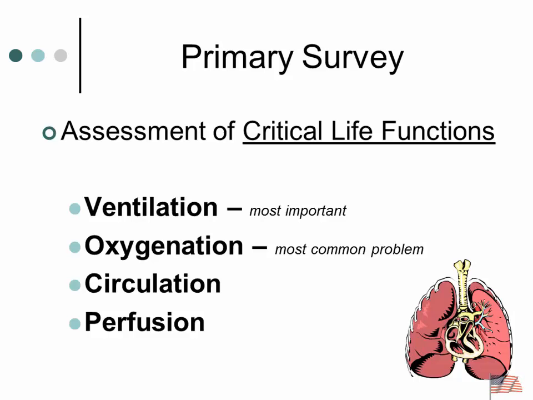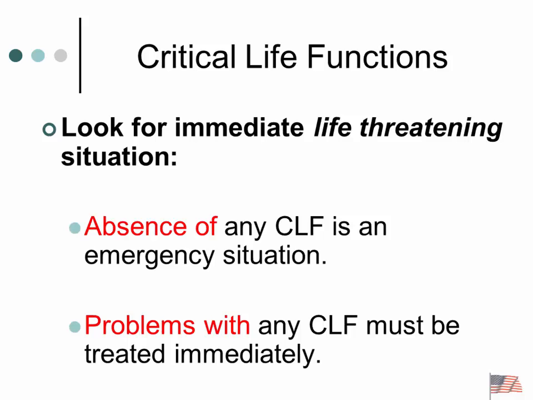Then we're going to do our primary survey. Our primary survey looks at the critical life functions, and there are 4 of them. Ventilation is the most important one, because if you're not breathing, then nothing else is going to work. The most common problem we encounter is an alteration in oxygenation status, especially in patients with chronic lung disease. So we look for any immediate life-threatening situations, because absence of any of these critical life functions is an emergency, and you can't do anything else until you treat that problem immediately.